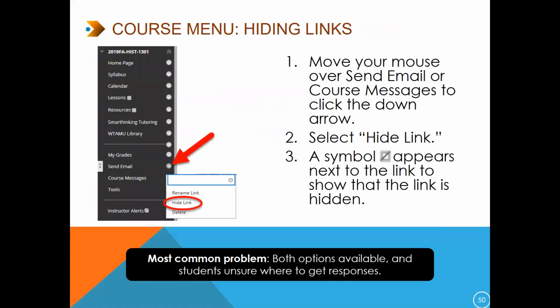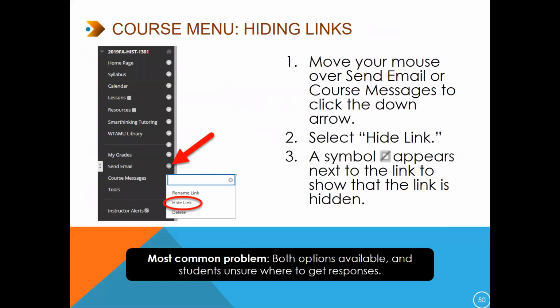So with that, one of the things that we often recommend is that you actually turn one of the options off for send email or course messages. That way it forces your students to use one method or the other. That way they know exactly how to communicate with you, as well as that they're not being confused between the differences. Again, you'd be amazed at how many people are using send email and looking for the response in course messages.